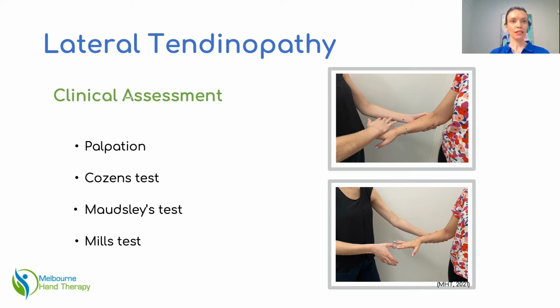So there's Cozen's test, where the patient's forearm is in pronation, the wrist in radial deviation, and the elbow bent to 90 degrees. You'll then palpate the lateral epicondyle and resist wrist extension.